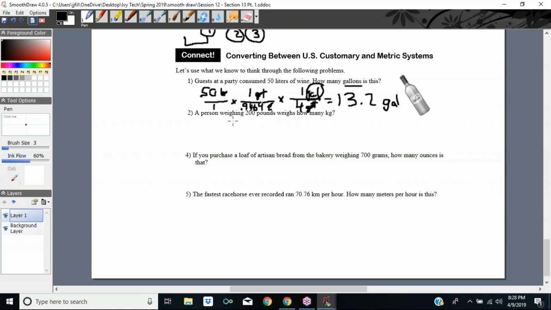Number 2, a person weighing 200 pounds weighs how many kilograms? So this is one that you want to make sure you know, okay? 200 pounds into kilograms. So do we have a pounds to kilograms conversion?